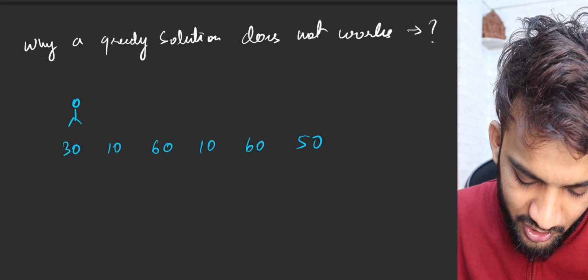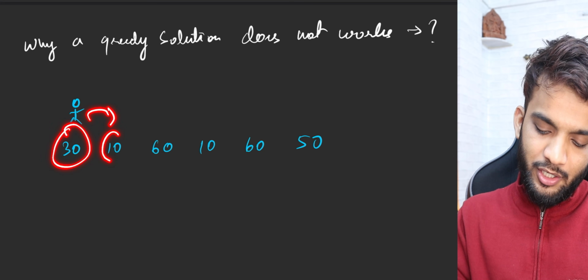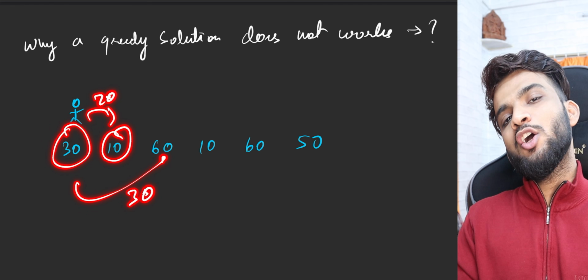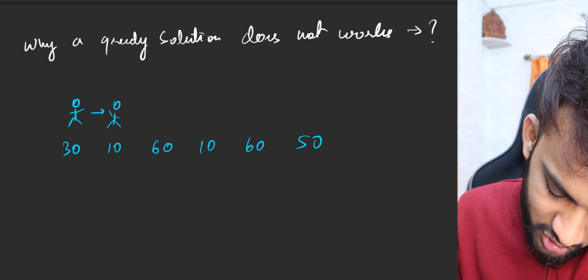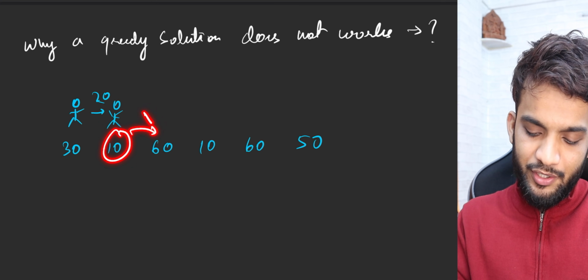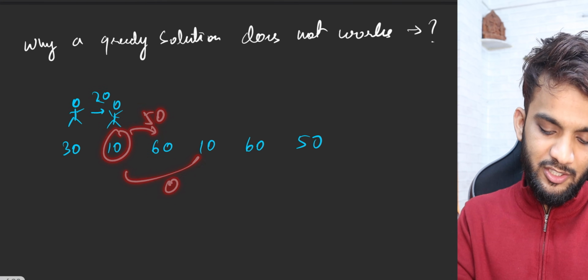So if the frog was here, greedily from here he will try to move here, because moving here will take him 30, and this will take him 20. The greedy option will be to move to 10. So let's greedily move to 10, which will cost him 20. Okay. Now again, from here he can move here, which is 50, or he can move here, which is 0. So greedily he will move to 0.